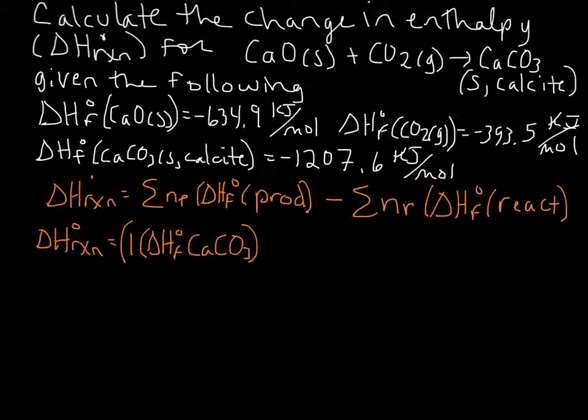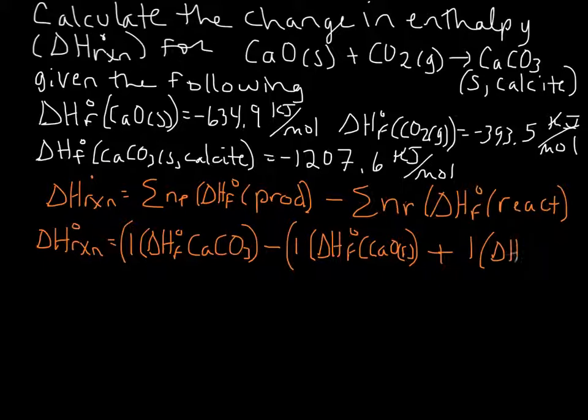Okay, and then we're going to subtract off the sum of our reactants. Okay, so we have 1 calcium oxide, so 1 times delta H F of calcium oxide, solid. Okay, and we're going to add to that 1, because the coefficient is 1 for carbon dioxide. And there we are. So we have carbon dioxide gas. Okay. All right, so now we're all set up to plug in all of our values.